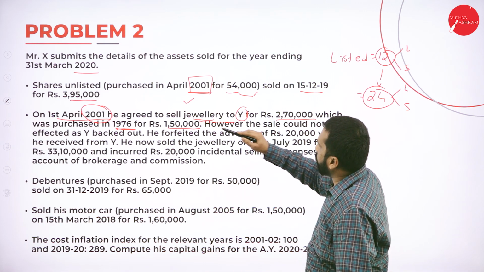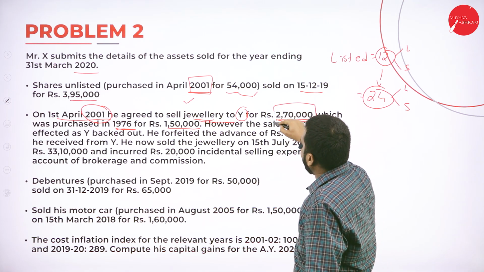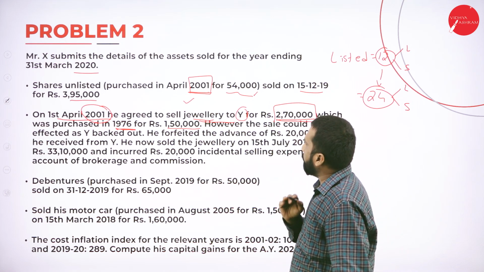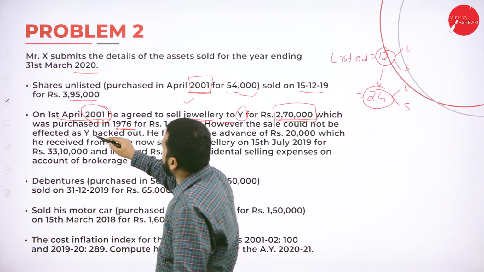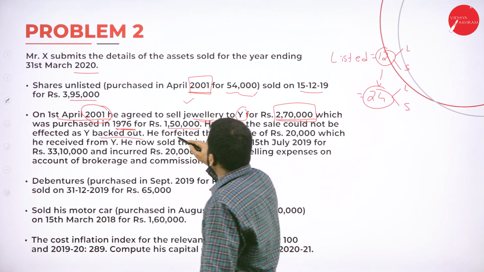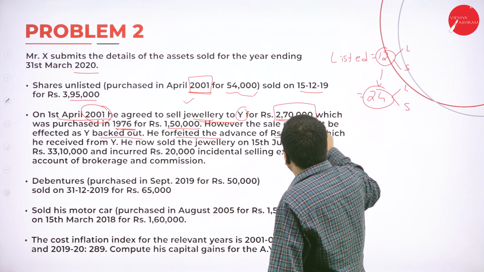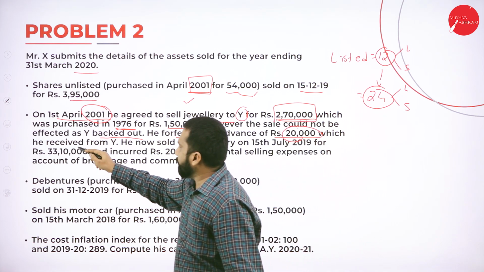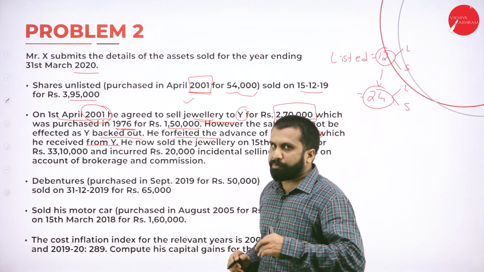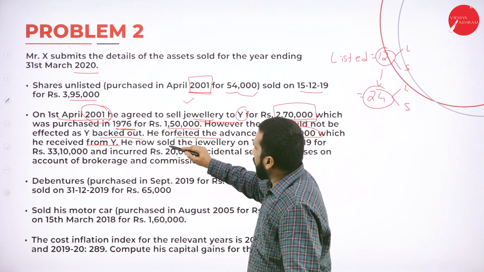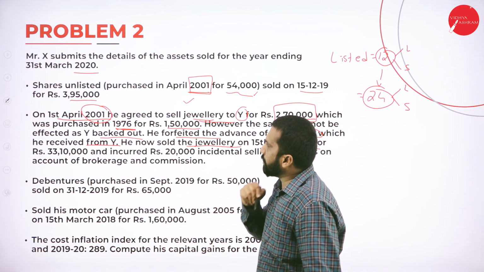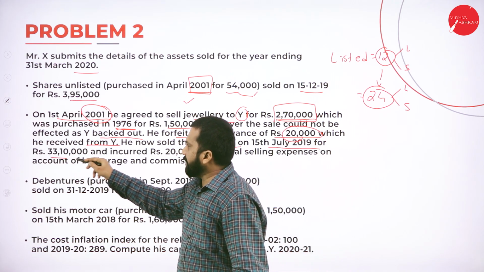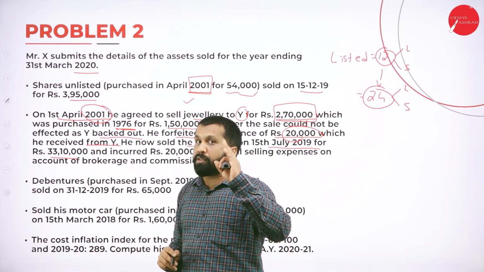He agreed to sell in 2001 at 2,70,000. However, the sale could not be effected as Y backed out. He forfeited the advance of 20,000 which he received from Y. I'll explain what it is. He then sold the jewelry on 15th July 2019 for rupees 33,10,000. What was the price?